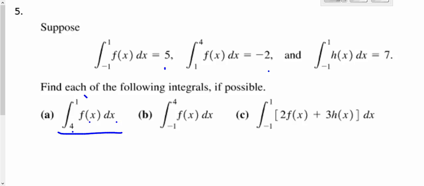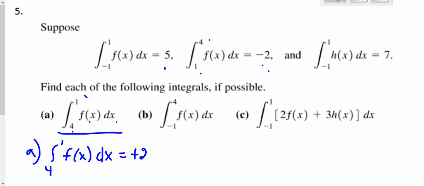Well, we know that 1 to 4 is -2, so that means that the integral from 4 to 1 of f of x dx, if our limits are backwards, then that means our answer is negative. If we already have a -2, then that becomes a +2. And that's the answer to part A.